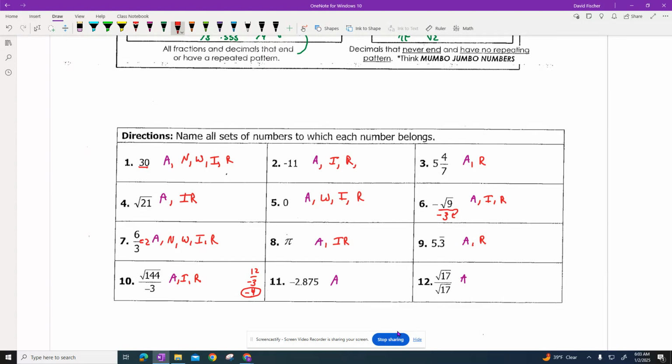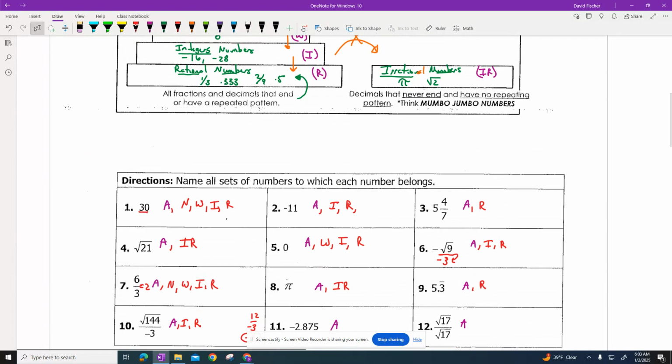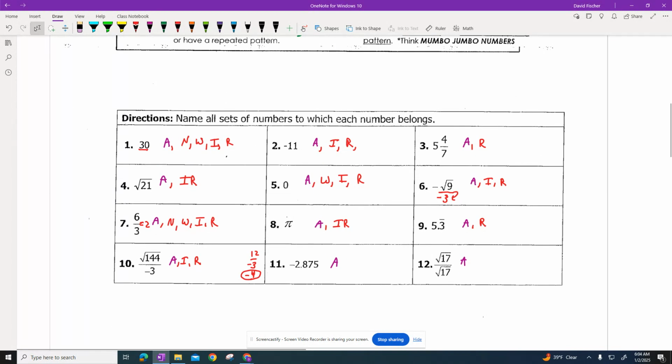There's a negative sign now, but I have a decimal here. So I can't start right up here at integers because these guys don't have decimals. And so even though it's a negative, it's a decimal, and it ends, because it's right there, 875, so it's just this guy right here. Okay, it's just A and an R on that one.